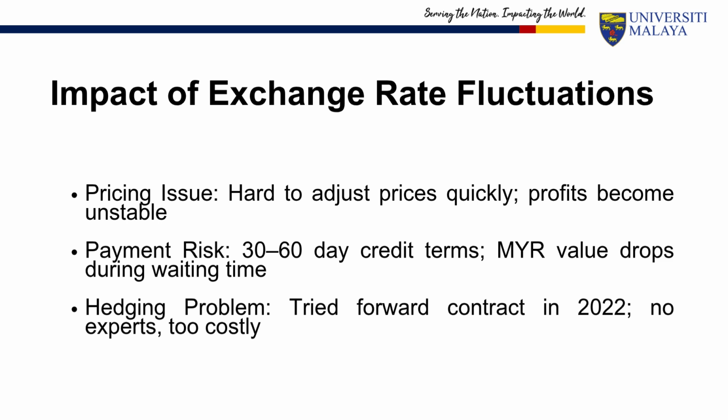And third, the company tried to use a forward contract to manage risk in 2022. But they don't have people with enough knowledge, so they stopped the plan because it was too expensive. All these problems may be very common for small export companies.